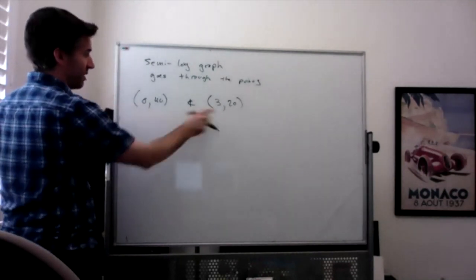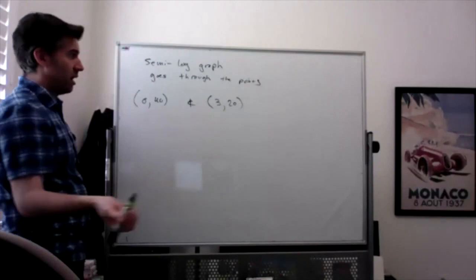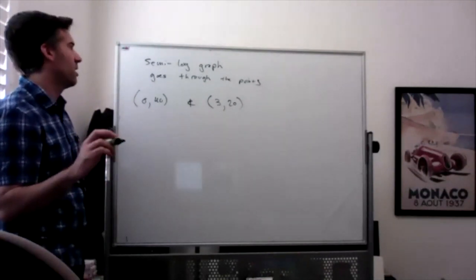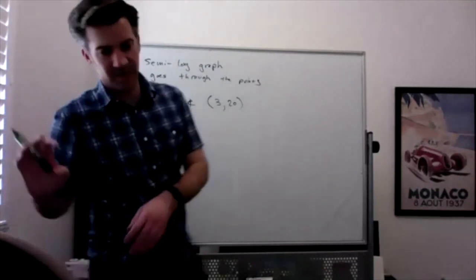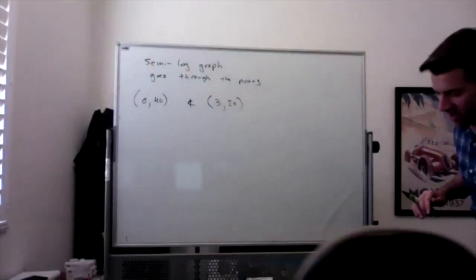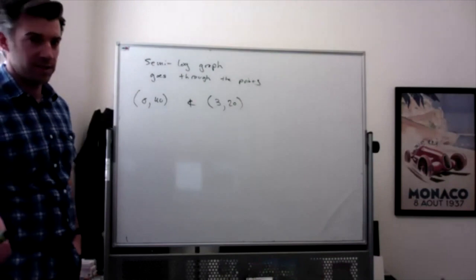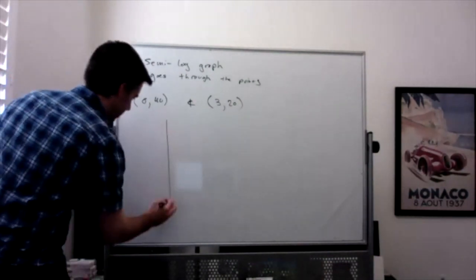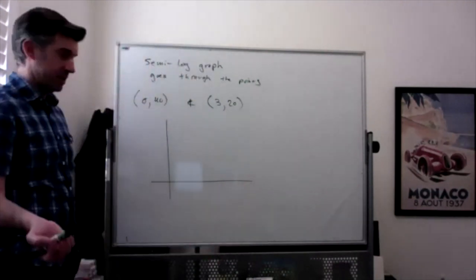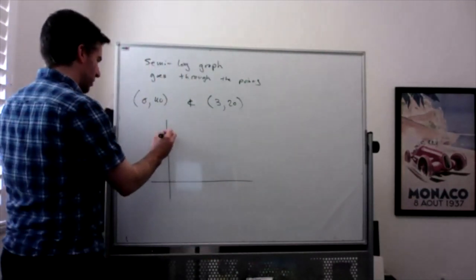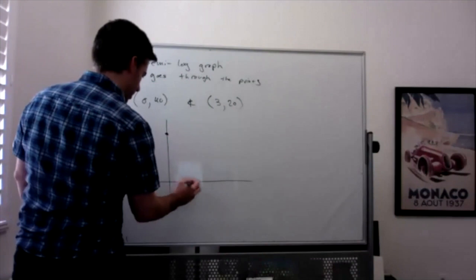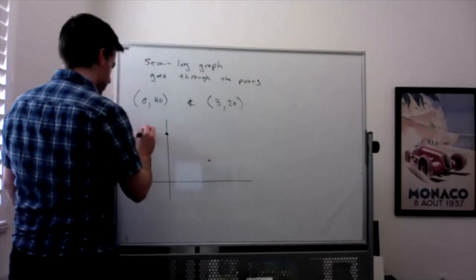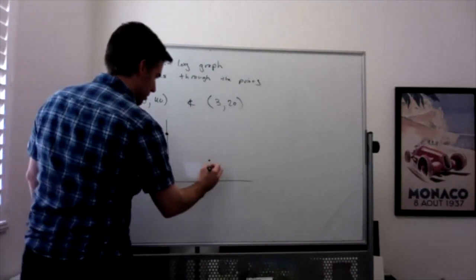So for a question like this, okay, now I know what we're doing. The idea here is if you've only got 2 points, this is how I'm seeing it. I've got my point (0, 40) here, and my point (3, 20) over here.